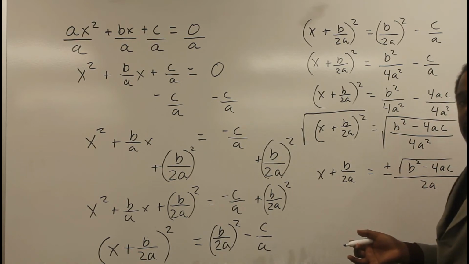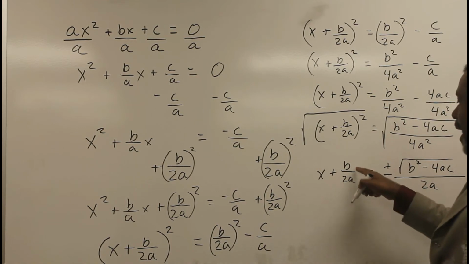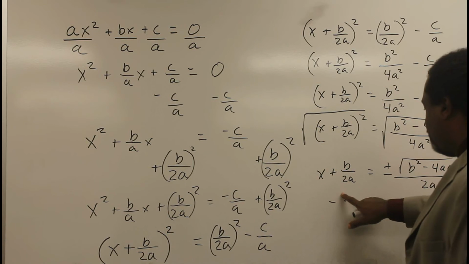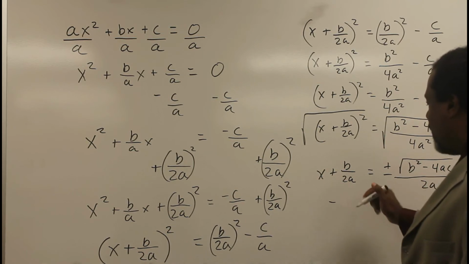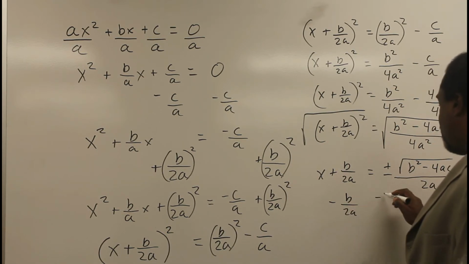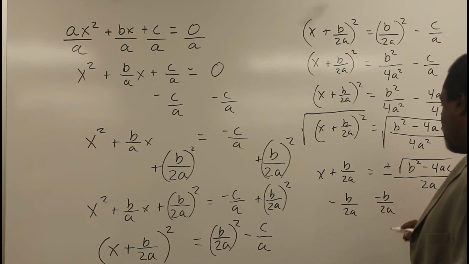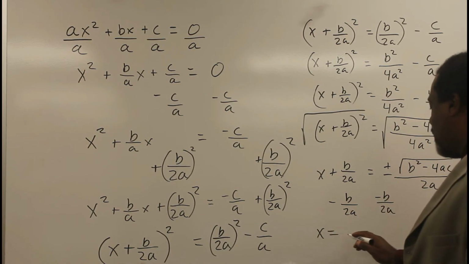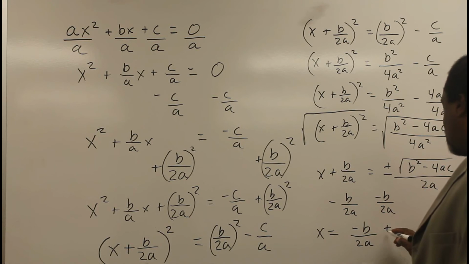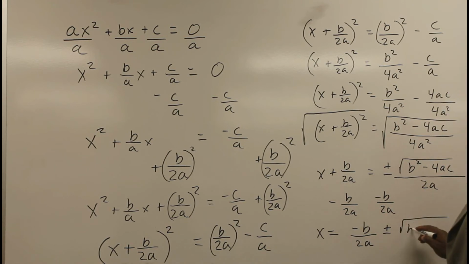At this point, there's only really one more thing to do in order to solve for x in this equation, and that's to subtract b over 2a on both sides. Oops. Bad habit, erasing with my finger. Minus b over 2a, minus b over 2a. And so what I'm left with is x equals negative b over 2a plus or minus the square root of b squared minus 4ac also over 2a.